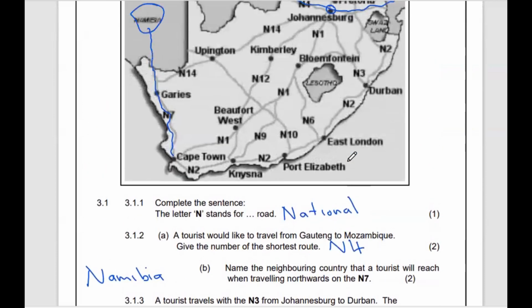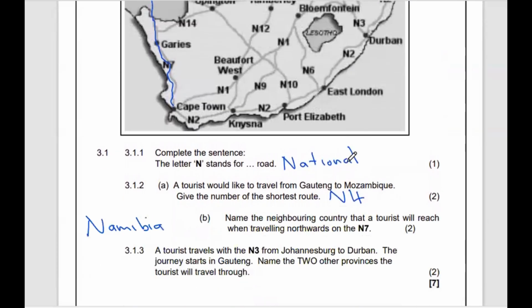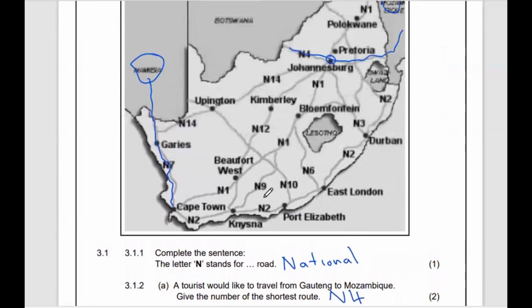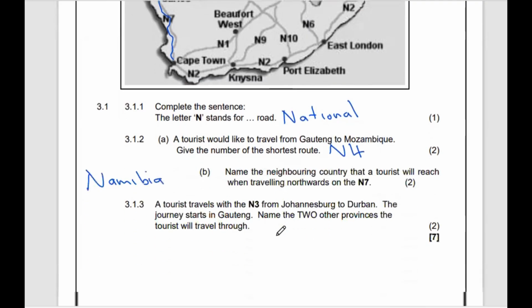Then a tourist travels with the N3 from Johannesburg to Durban. The journey starts in Gauteng. Name two other provinces the tourist will travel through. So let's look at the N3 from Johannesburg to Durban. If you look at the N3 there, it passes through the Free State, and it also passes through Mpumalanga.